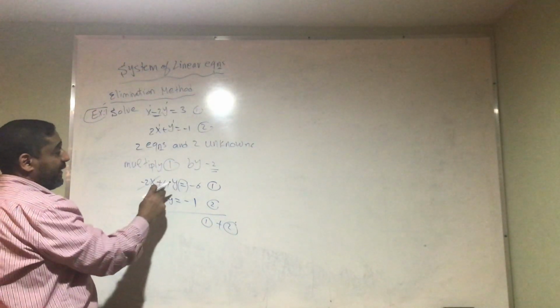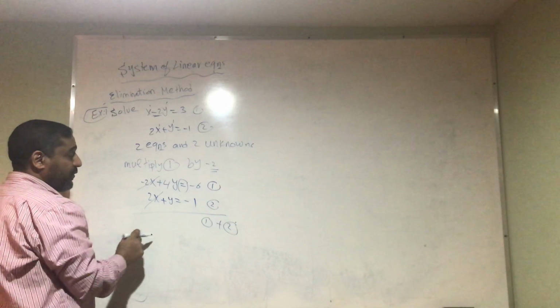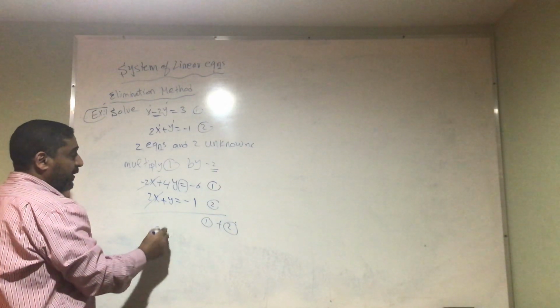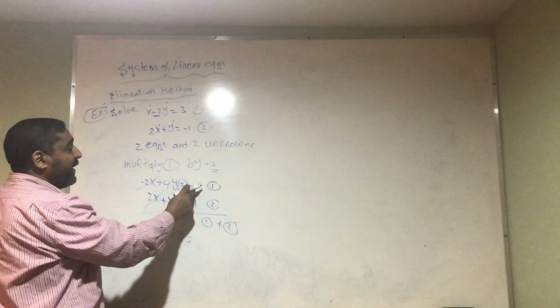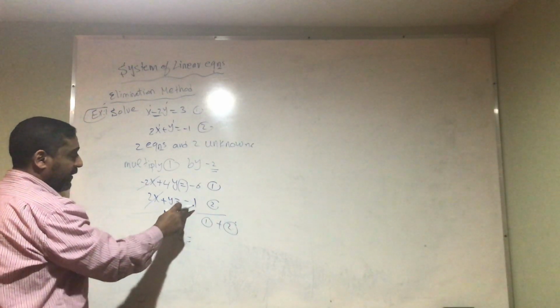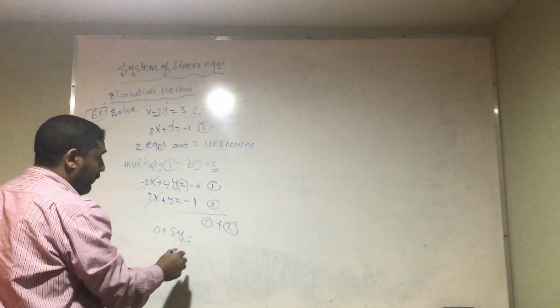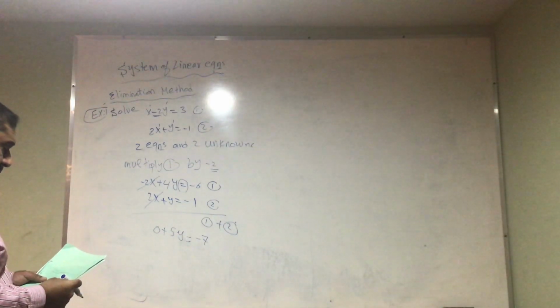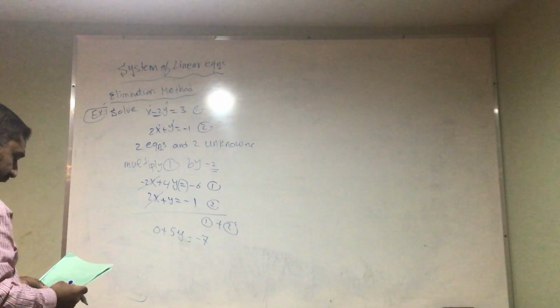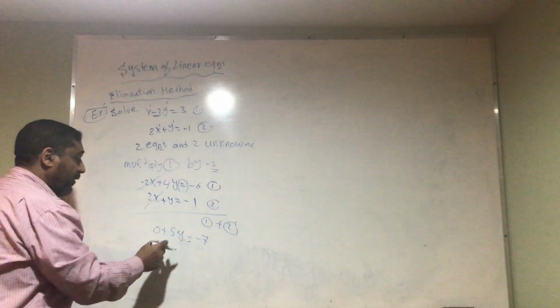So now I'm adding negative 2x plus 2x, you get 0. Plus 4y plus y, you get 5y. Here, negative 6 plus negative 1, you get minus 7. Do you follow, guys? You get minus 7. So now, what is your y, guys?